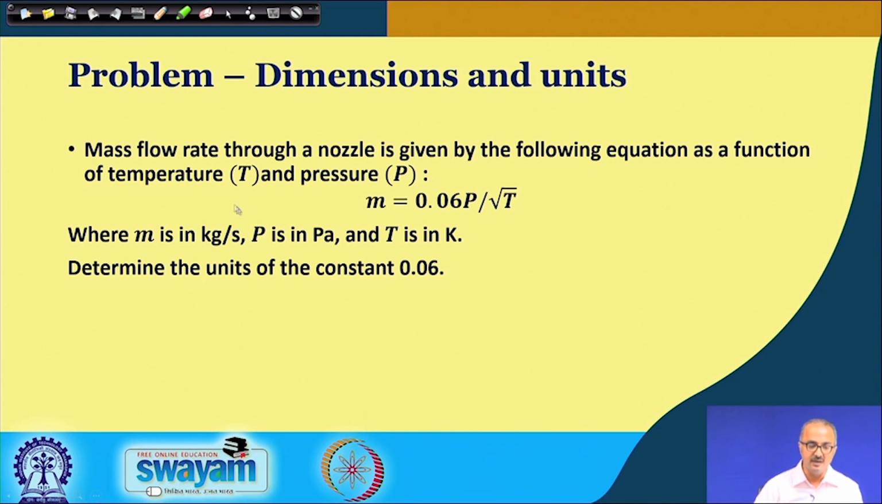So, here we are given that the mass flow rate through a nozzle is given by the following equation. In this equation we have the pressure and the temperature. We are also given that the mass flow rate is in kg per second, pressure is in Pascal and temperature is in Kelvin. So, we have to determine what is the unit of this particular constant 0.06. Please understand, depending on the unit being used in the equation, the value of the constant will change. So, we have to first find out what is the dimension of this particular constant.